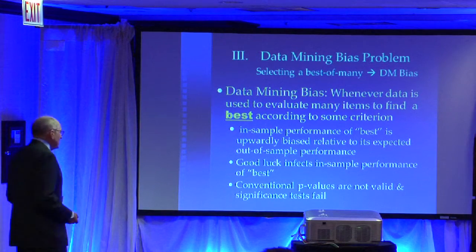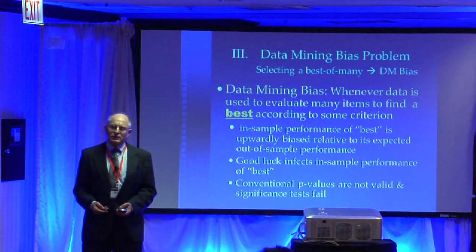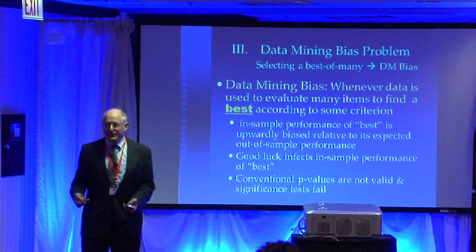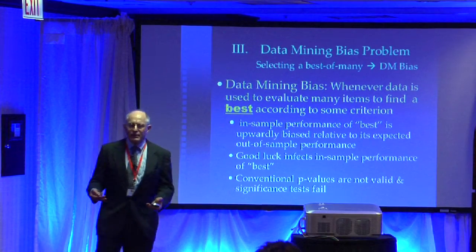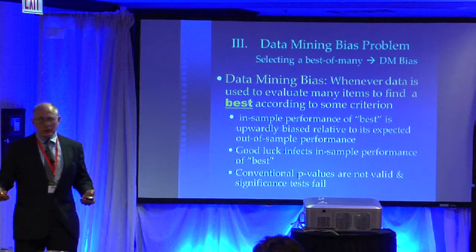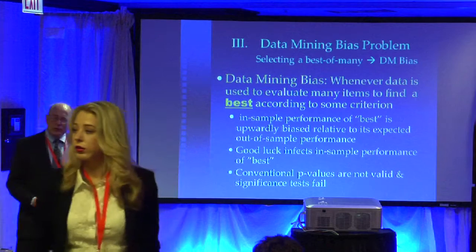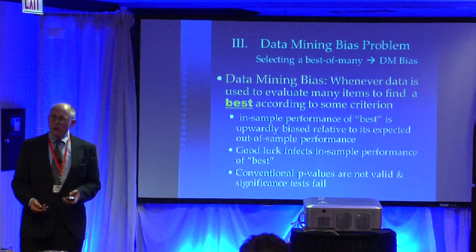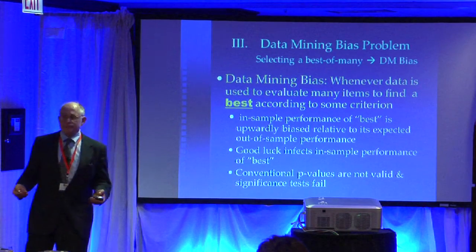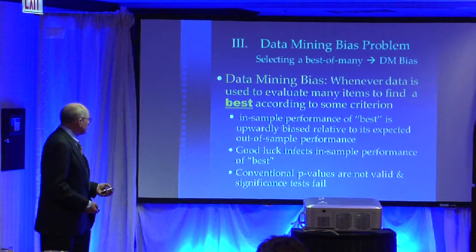The reason that data mining bias comes about is that good luck winds up infecting the performance of the winner of the competition. You've looked at many combinations of variables. You wind up picking the best one according to, let's say, chi-square or Cramer's V, or uncertainty reduction, and to a degree, and very possibly to a large degree, it's benefited from just good luck. And that's not going to repeat out of sample.